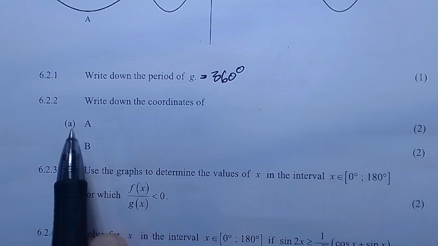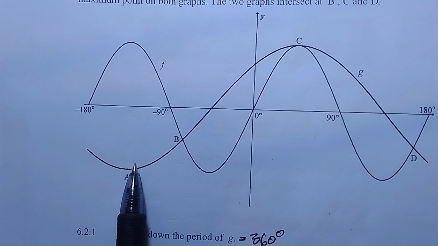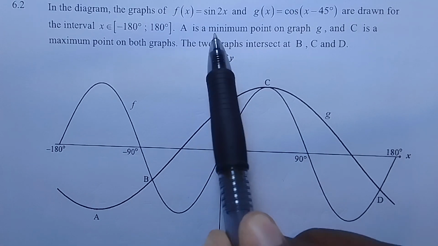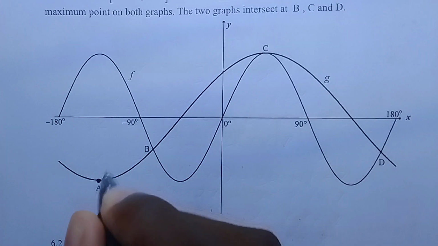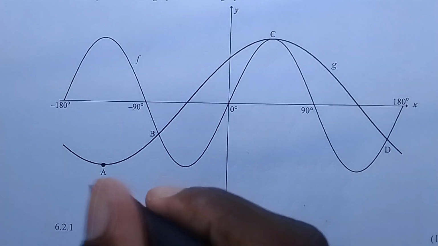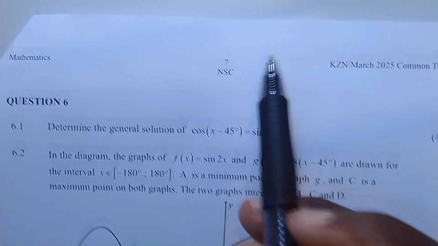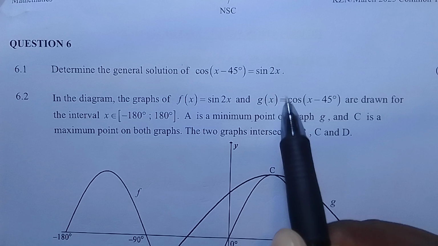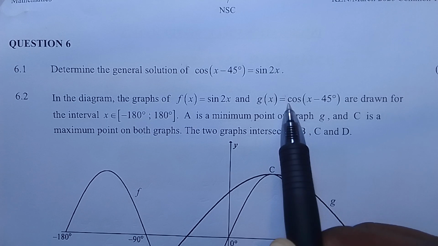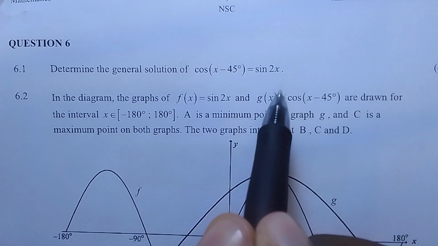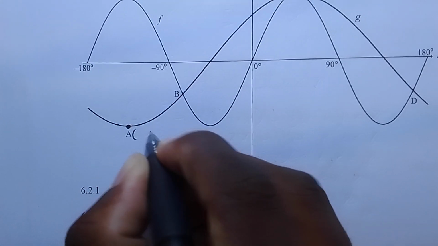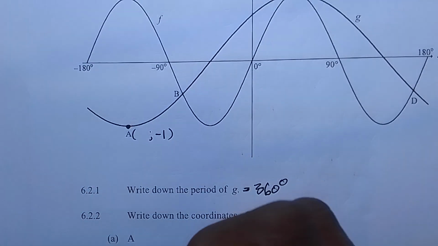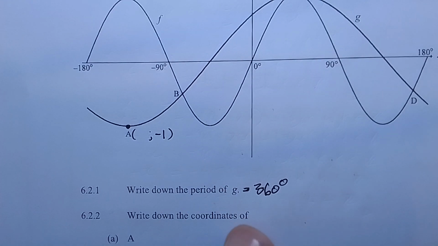Now they say write down the coordinates of A. This is A. They said in the question A is a minimum point of g. Minimum point of g. If A is a minimum point of g, and we know that there's nothing that changed the amplitude of the cosine graph, therefore the minimum point of this cosine graph should be the same as the minimum point of the mother graph for cos, which is -1. So the y coordinate should also be -1 because we didn't change the amplitude.